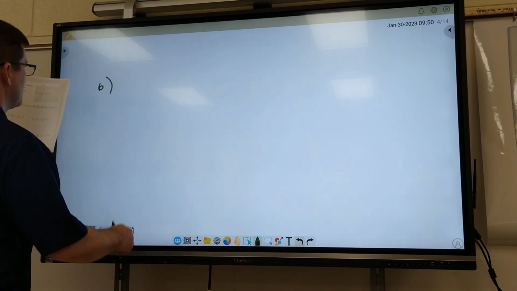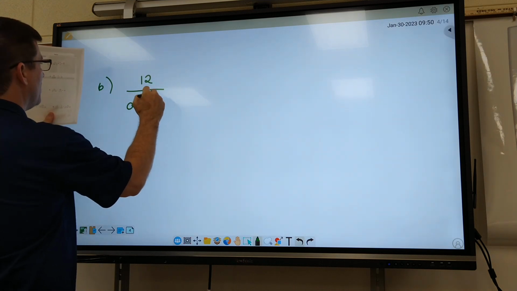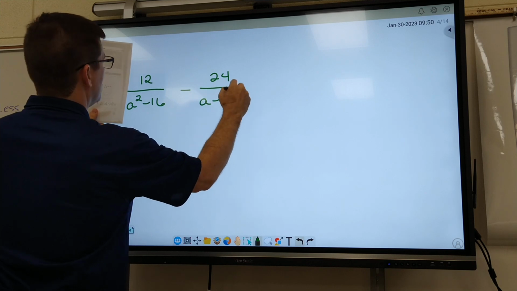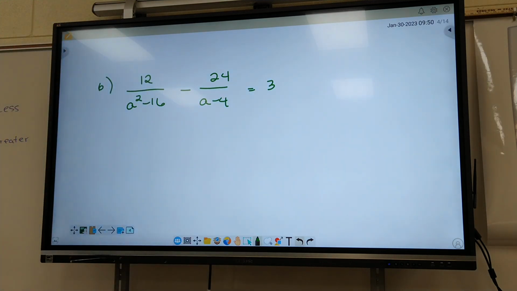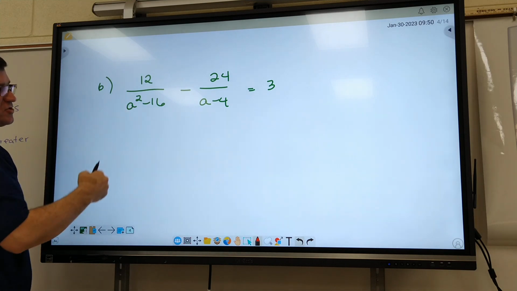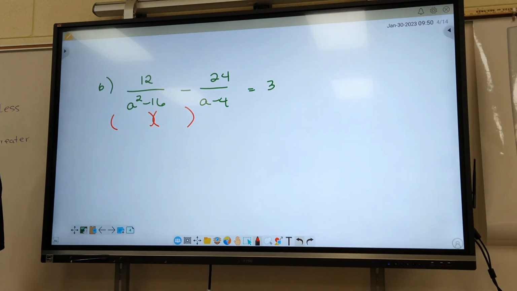Let's do 6. We got 12 over a squared minus 16, minus 24 over a plus 4. Okay, what is different about 6 now? We got to do an extra step on 6. What is it? Got to factor. How do you know you got to factor? Well, if there's an a squared on the bottom of one of your fractions, you're going to have to factor that out first.